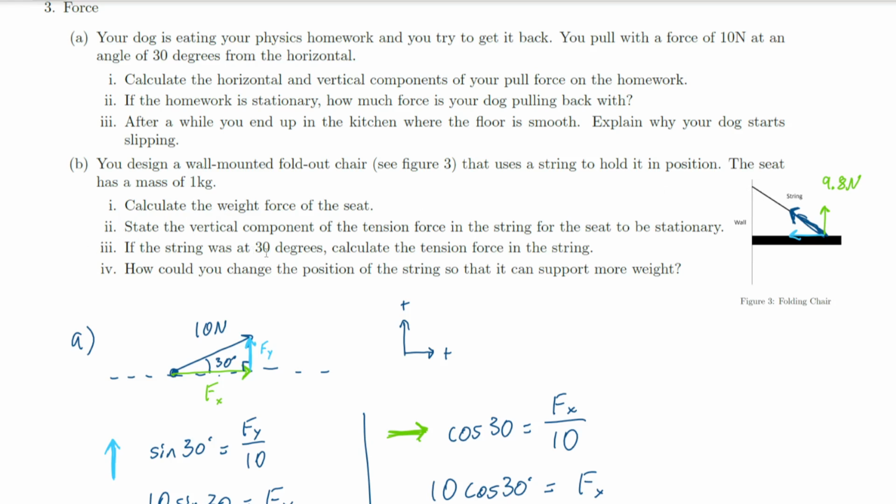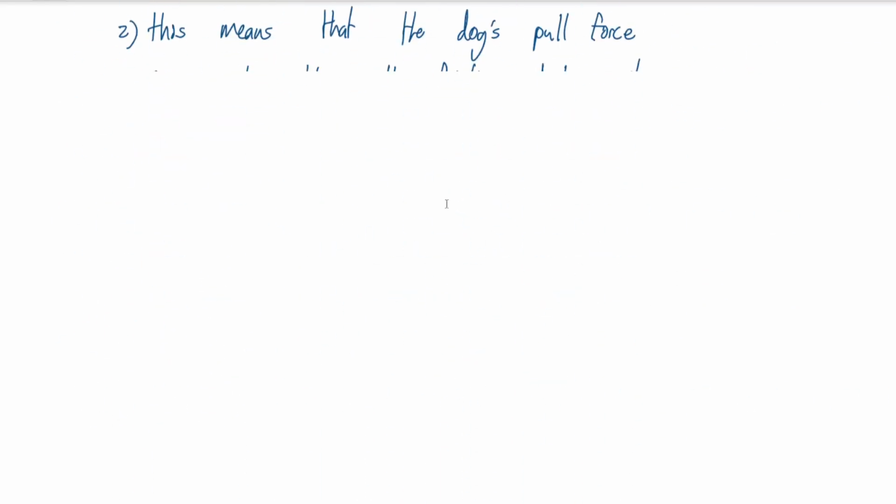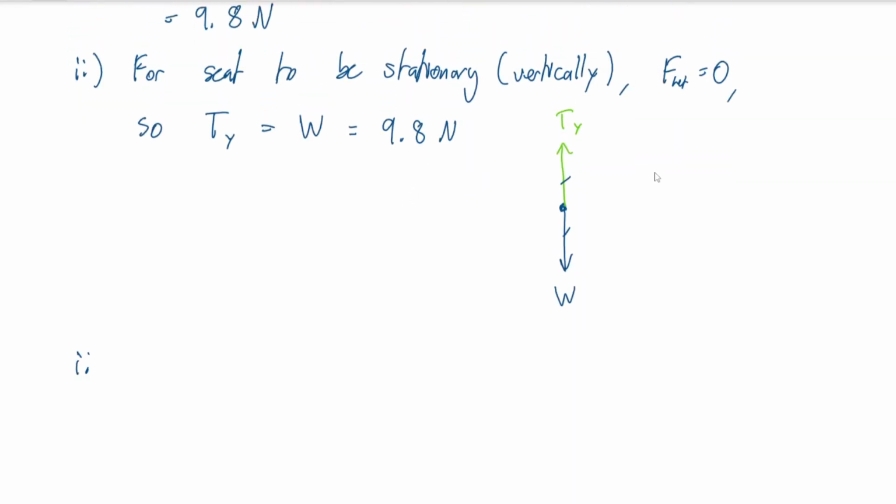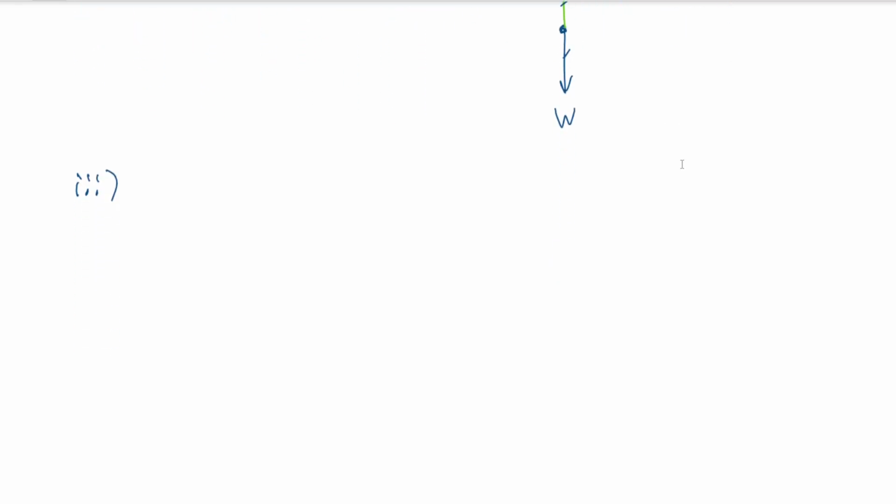Alright, if the string was at 30 degrees, calculate the tension force in the string. So now we're told this angle in here is 30 degrees. Work out the resultant, right, the dark blue arrow, work out that tension force. So as a diagram, we have a perfectly straight arrow. That is the tension force.